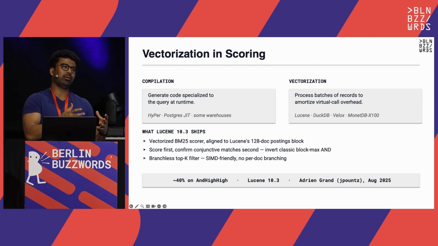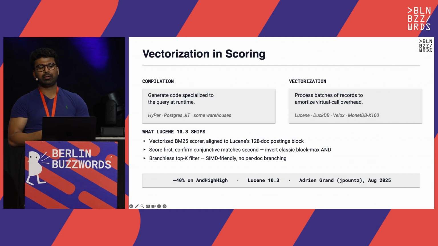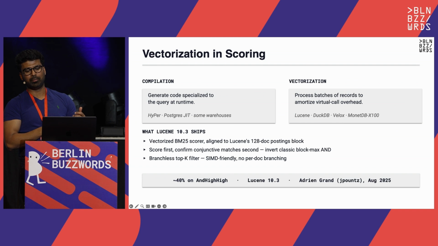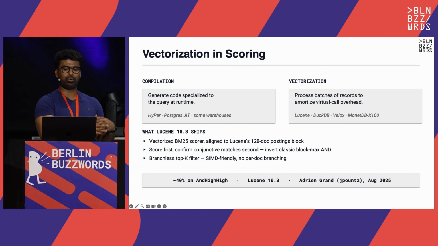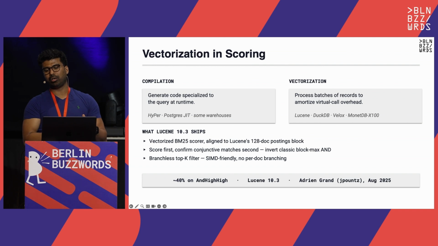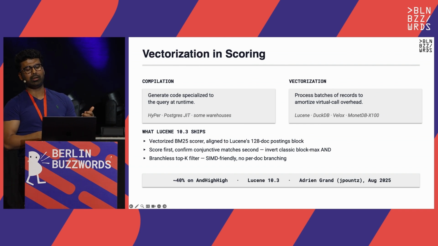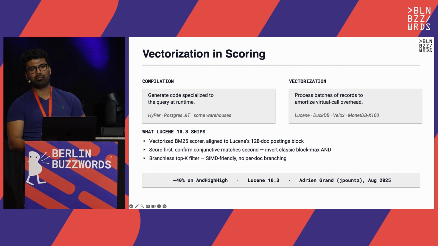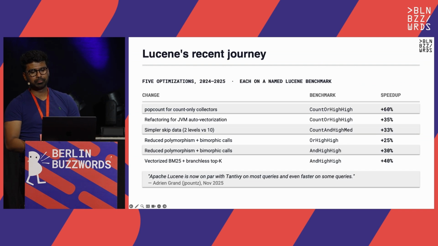This bulk read pattern and using vectorization isn't unique to aggregation. It is being used in some of the scoring queries as well, right? There is a very nice blog by Adrian on this, on how we were able to optimize the top K filter, computing the scores for a 128-doc postings block, and also make the top K filter branchless, which resulted in some really nice optimization. I won't spend much time on that. This is something which can be read offline.